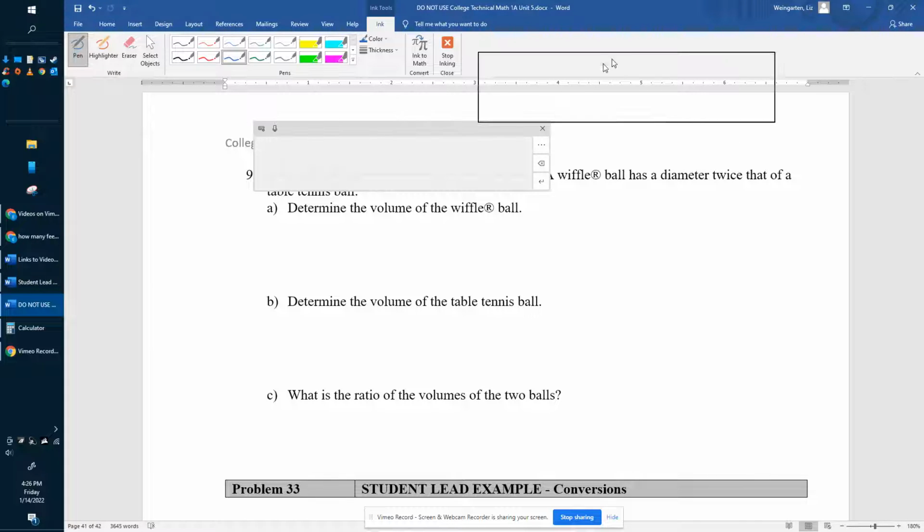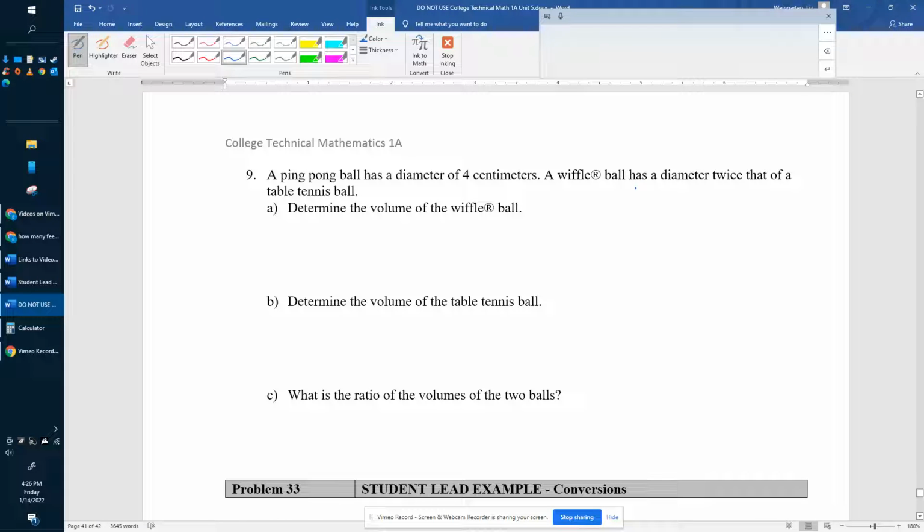All right, last problem we're going to work on together, then you're on your own. Ping pong ball has a diameter of 4 centimeters. I see this, I immediately say, I do not like diameters. I only like radius. So it has a radius of 2 centimeters. A wiffle ball has a diameter twice that of a table tennis ball or ping pong ball. Same thing. So if the diameter is twice, the radius is also twice, so the radius is 4 centimeters. What is the volume of the wiffle ball?